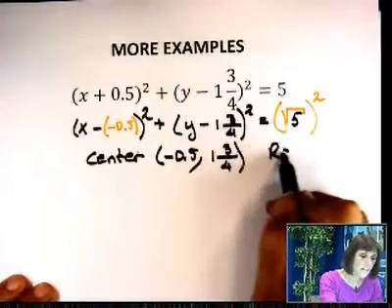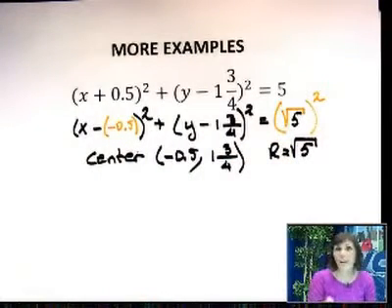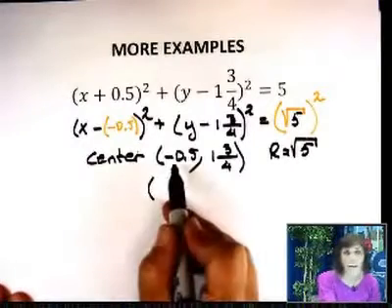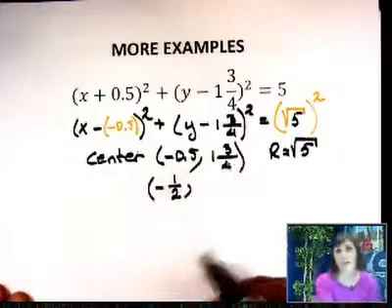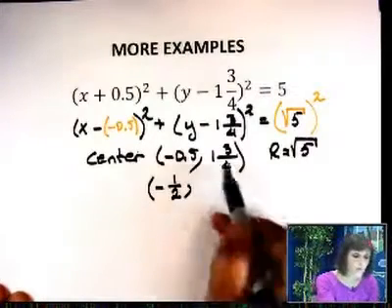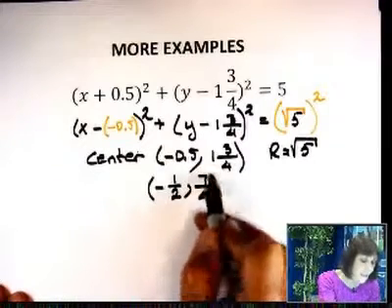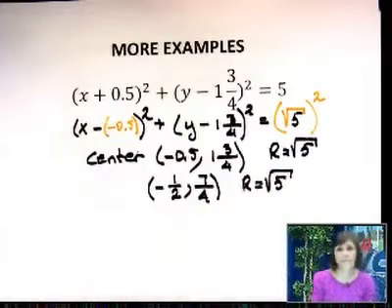And what is the radius? The radius is root 5. I can put 1 3/4 any which way. I can play with it in the fraction form, negative 1/2, or in the improper fraction form, 4 times 1, 4 plus 3, 7/4. It does not matter. Your radius is root 5.